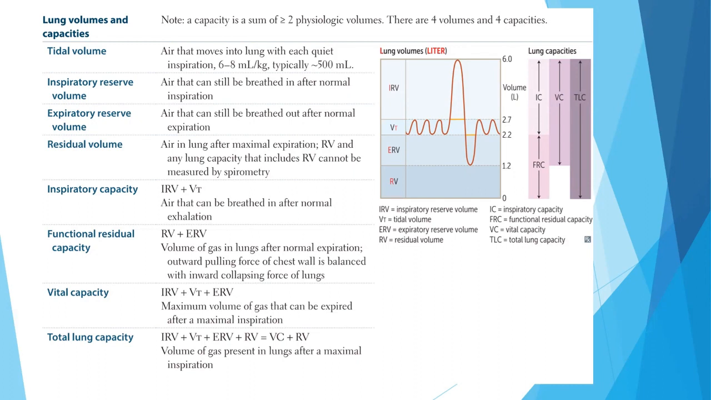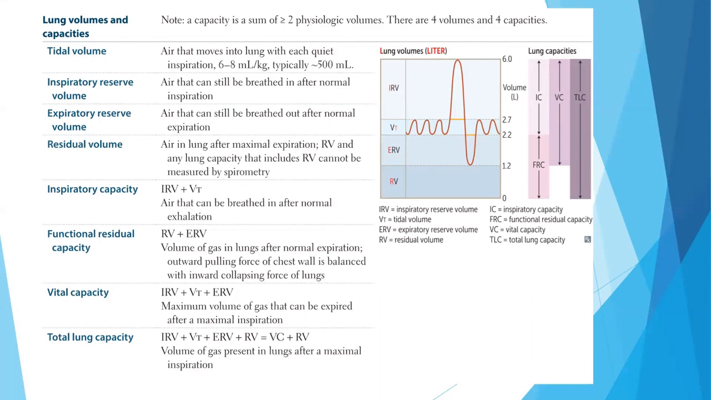The tidal volume is the amount of air that moves into your lung with each quiet inspiration. For example, you are sitting here, studying, watching the video, and without any extra effort, the amount of air that goes inside your lung with each quiet inspiration is called tidal volume, and typically it is 500 ml.